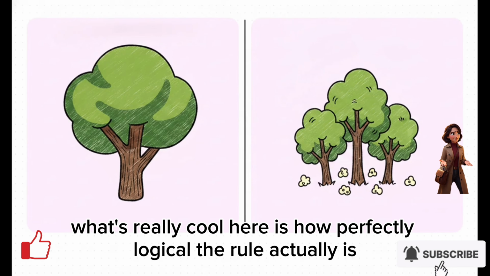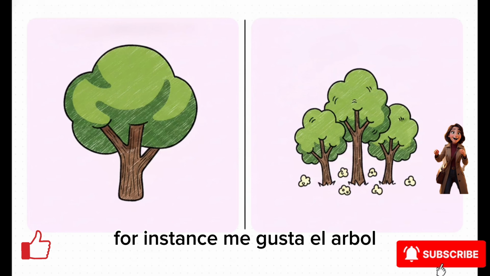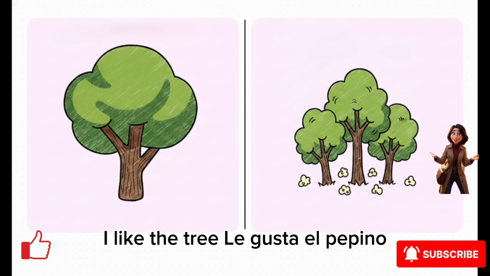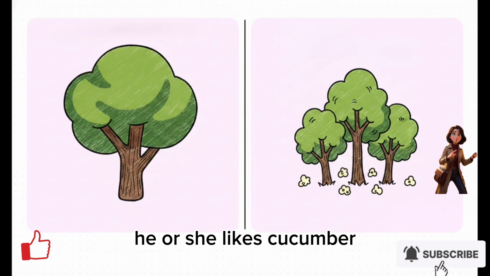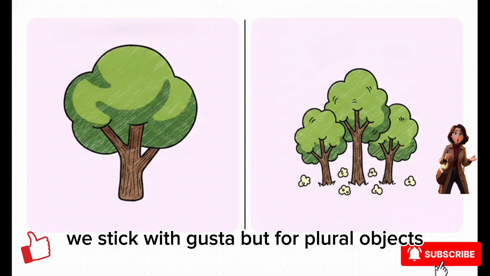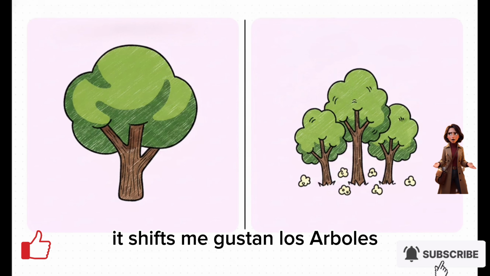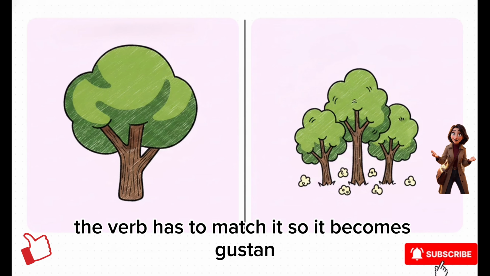What's really cool here is how perfectly logical the rule actually is. For singular objects, you just use "gusta." For instance, "me gusta el árbol," I like the tree. "Le gusta el pepino," he or she likes cucumber. Because the tree and a cucumber are singular things, we stick with "gusta." But for plural objects, it shifts. "Me gustan los árboles," I like the trees. Because there's more than one tree, the verb has to match it, so it becomes "gustan."